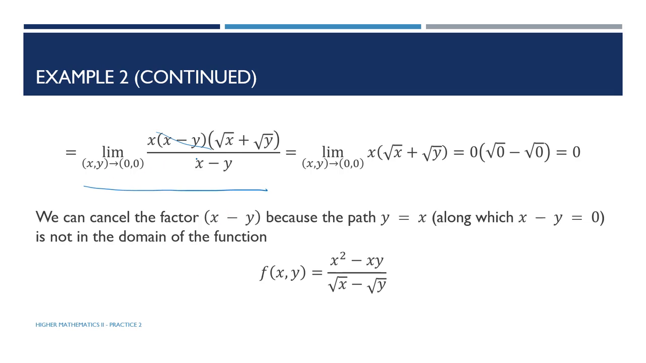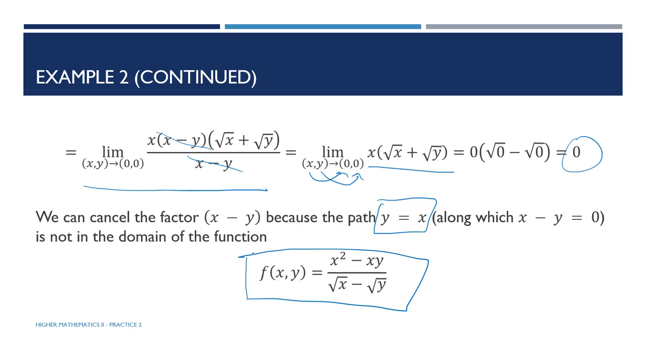Go to the next part, the expression I've just calculated, x minus y, x minus y. There again, we got this expression, just plug in numbers, 0, 0. The answer is 0. We can cancel the factor x minus y because the path y equals x is not in the domain of the given function, so we can cancel that. In other cases, we can't cancel the factor, which is 0.